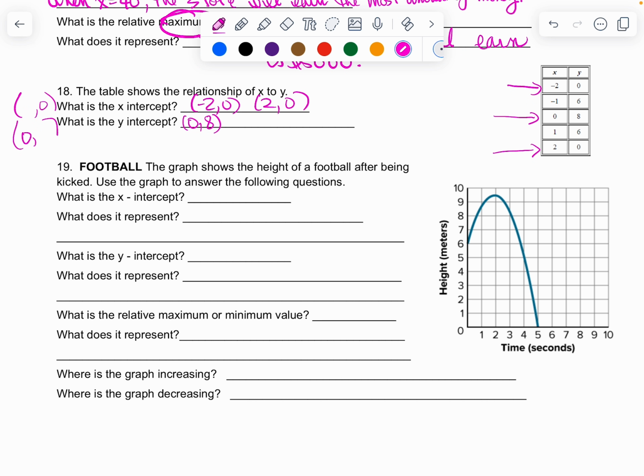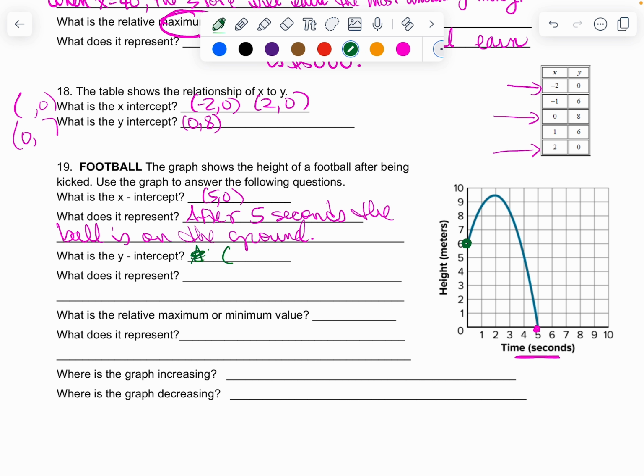Football. The graph shown is the height of a football after being kicked. Use the graph to answer the following questions. What is the x-intercept? So x-intercept is down here, 5, 0. What does that mean? After how many seconds? 5 seconds. The ball is on the ground or hits the ground.